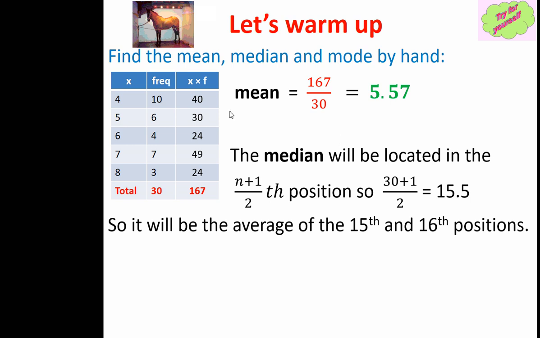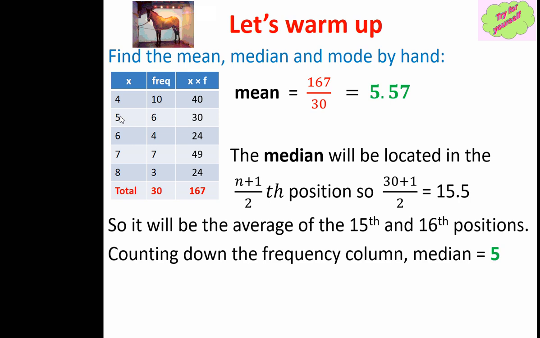So counting down the frequency column, the first 10 values are 4, and then the next 6 values are 5. So the 15th and 16th positions will be a 5. So counting down the frequency column, the median equals 5. And then the mode is the most popular value. So which one has the highest frequency? Highest frequency is 4.